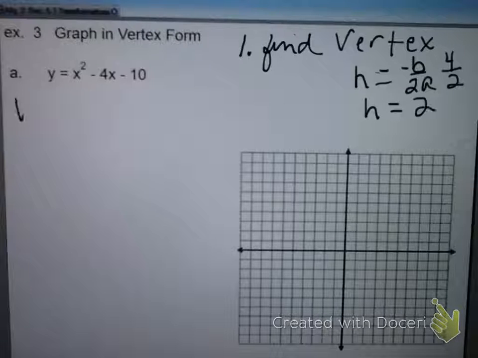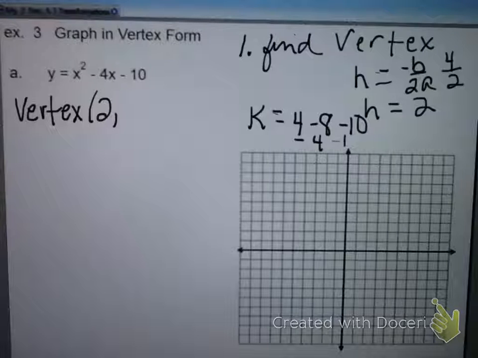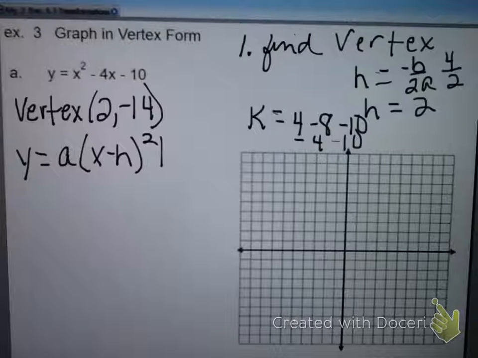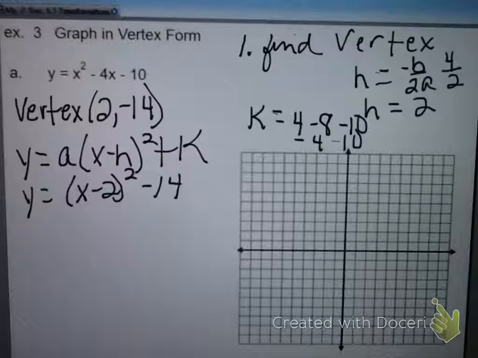The h is 2. Now I'm going to find my k. So the vertex is 2, negative 14. So I'm going to plug that into the formula. And a is 1 because in front of the standard form, a is 1. So there's my vertex form.